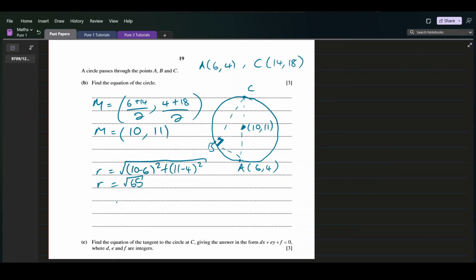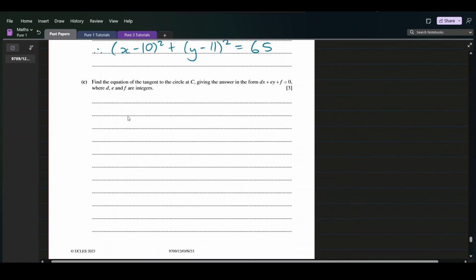And so the equation of the circle would be x minus 10 squared plus y minus 11 squared is equal to r squared, which is 65. And this would be our final answer.